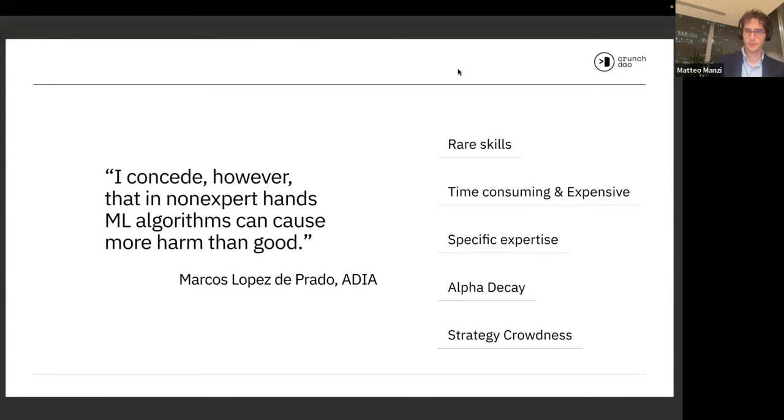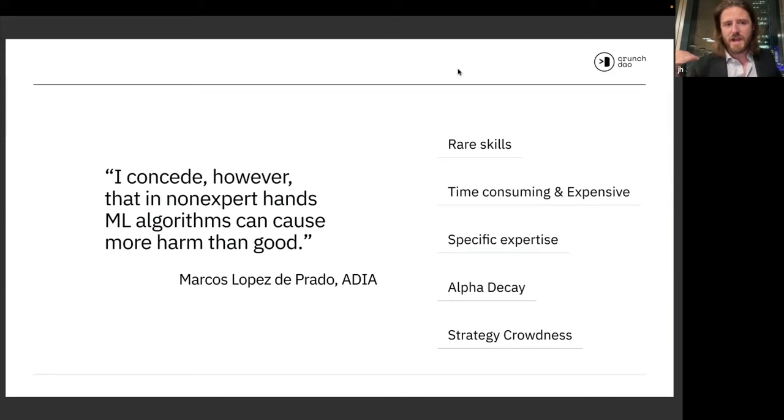Yeah, so thank you, Matteo. Obviously, you will need rare skills, and you develop skills that help to unveil these patterns. They are rare, hard to develop, time consuming, and expensive. You will also need to add a layer of specific expertise coming from the financial market, which is not the most difficult, according to me.